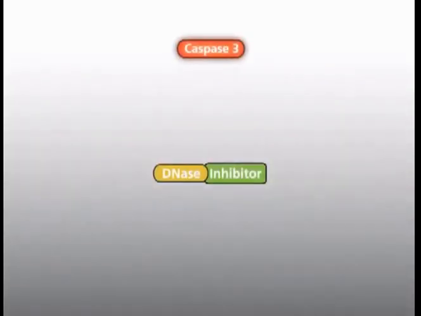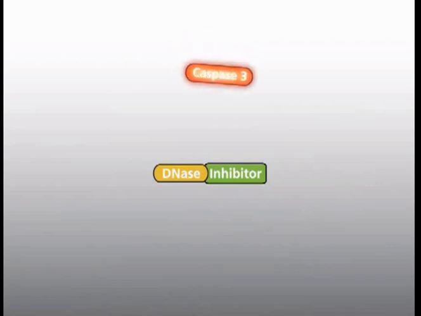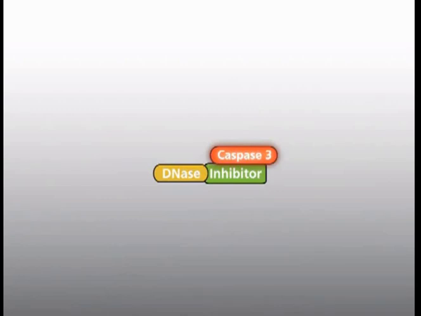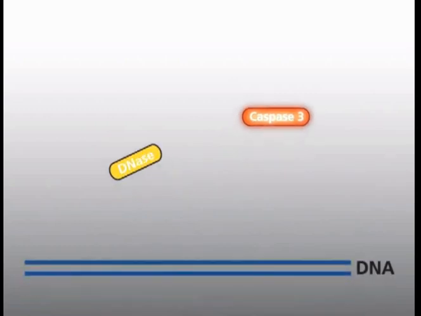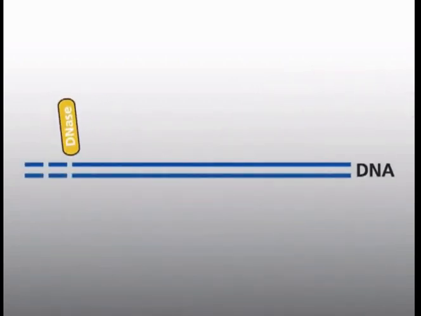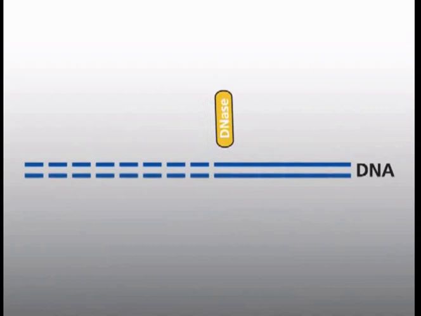Execution, cleavage of DNA. An important step of the execution phase is the cleavage of DNA. In the normal cell, DNase is complexed to an inhibitor and is inactive. After initiation and activation of the caspase cascade, the active caspase 3 is able to cleave this inhibitor. Activated DNase cleaves DNA. Cleavage sites are located at regular intervals of 180 base pairs. In between, histone proteins of nucleosomes protect the DNA against DNase cleavage.